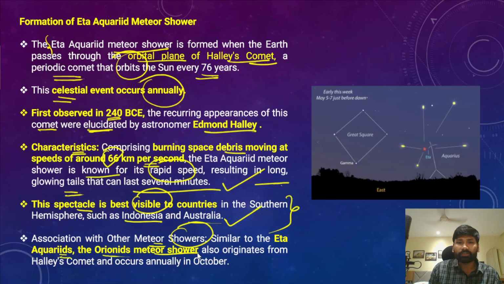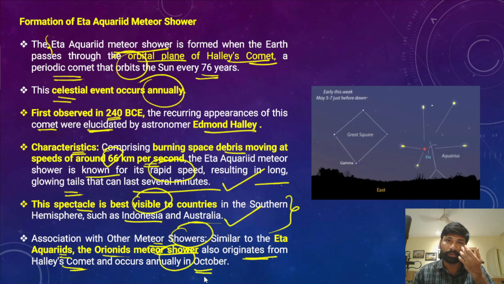It is also associated with other meteor showers similar to the Eta Aquarids. The Orionids meteor shower also originates from Halley's comet and occurs annually in October. So this is the Eta Aquarid meteor shower.